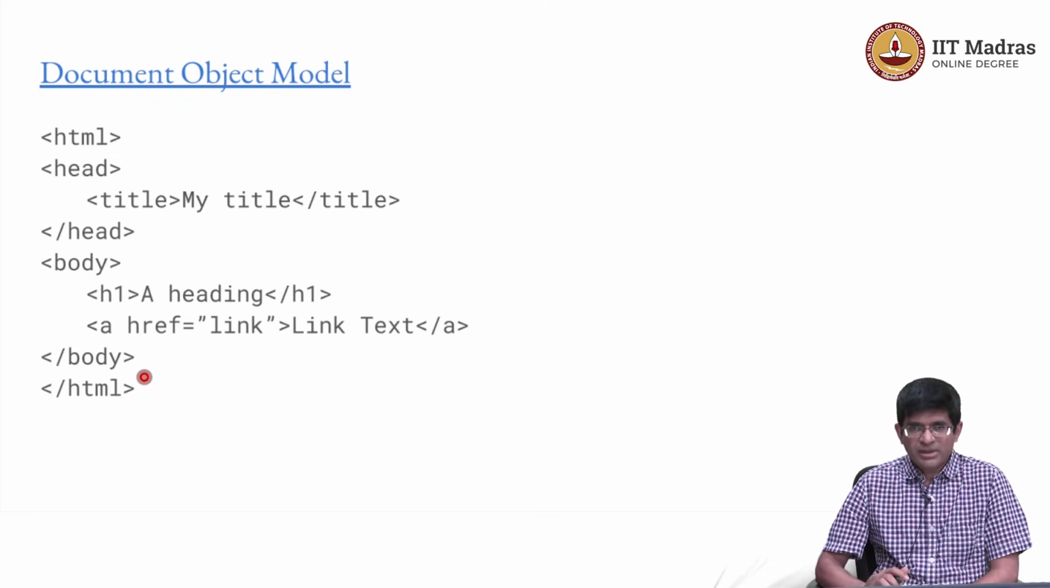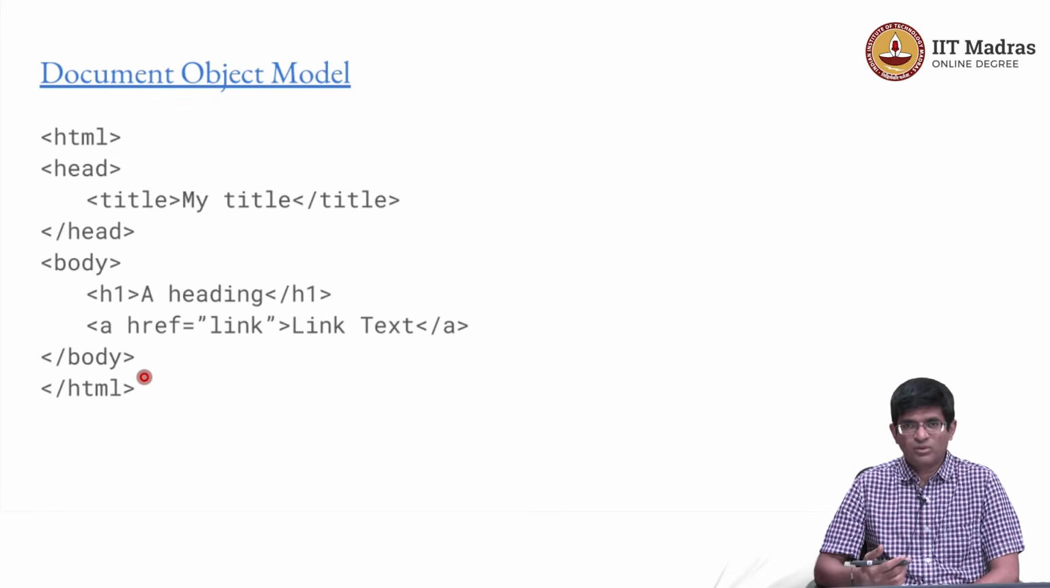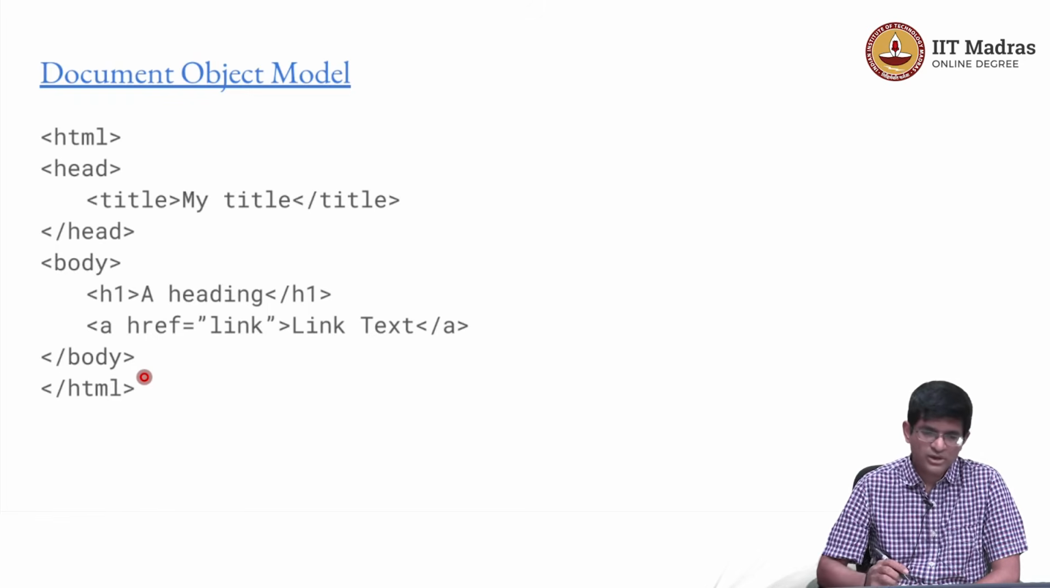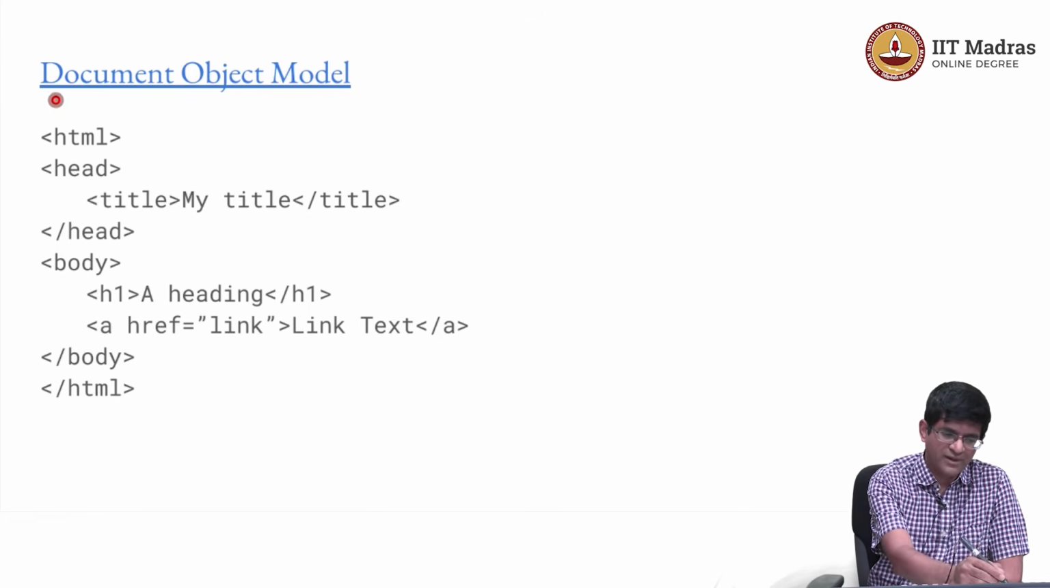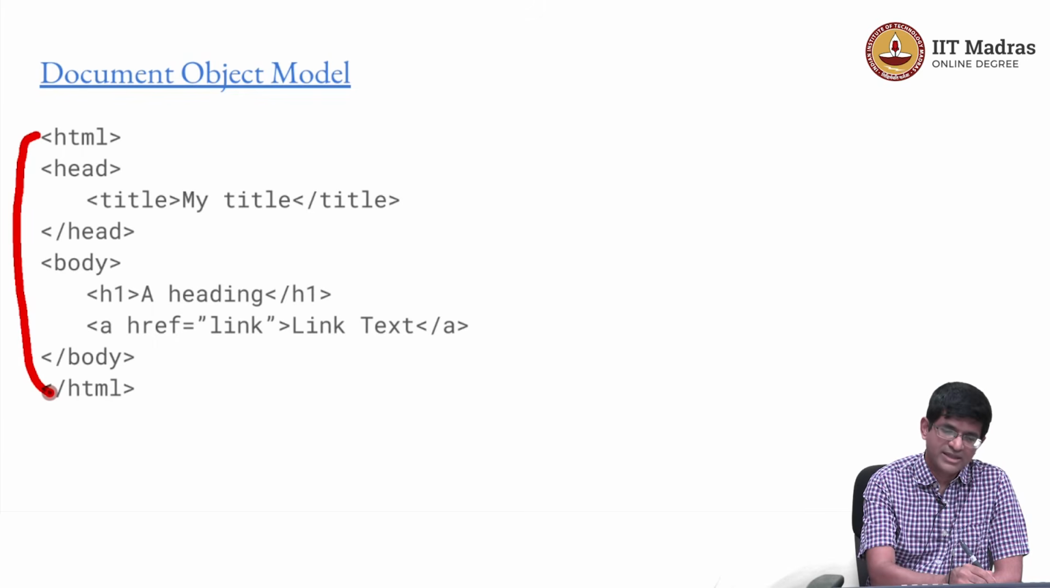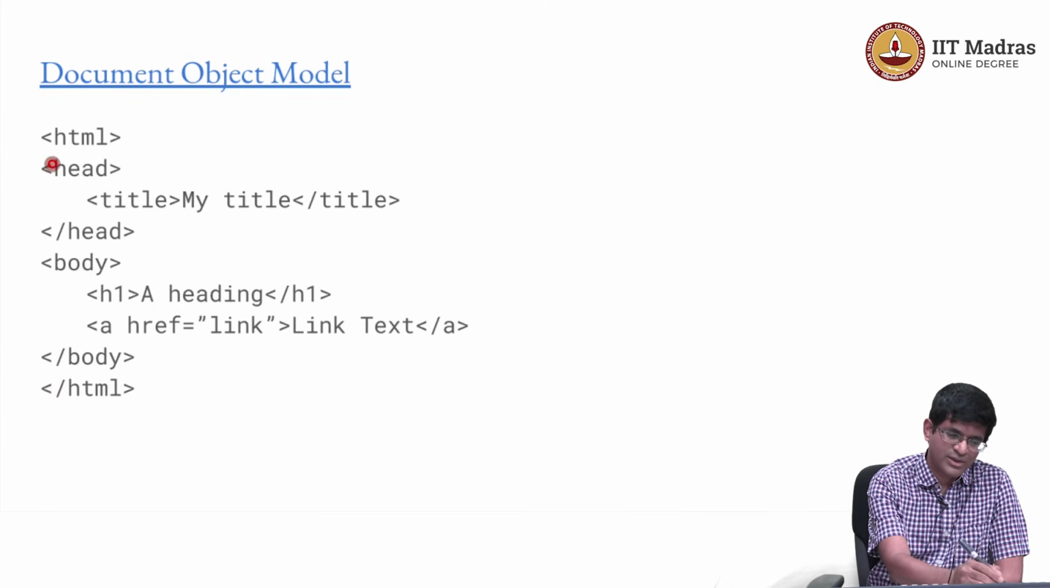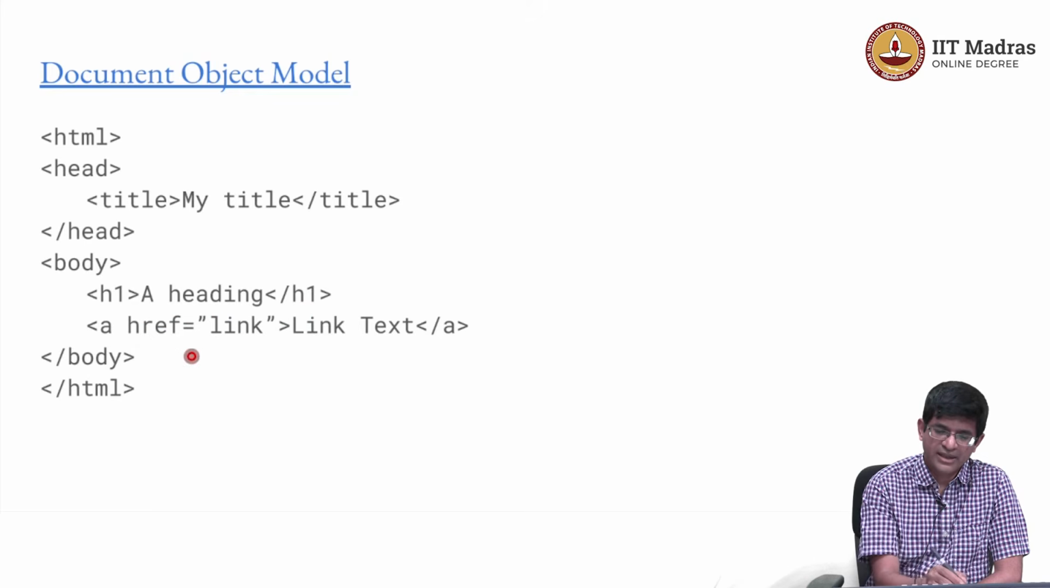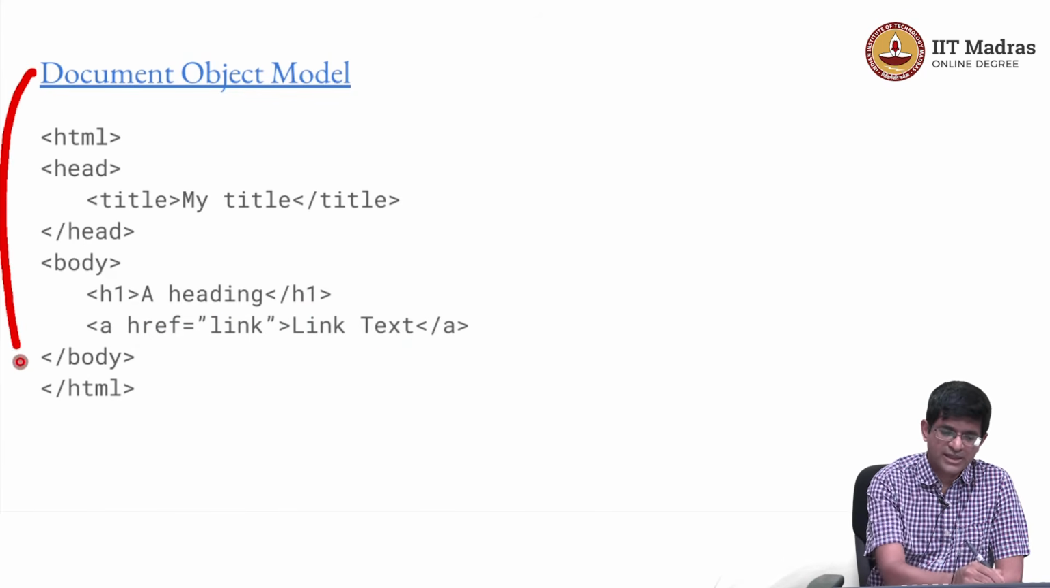So HTML, now that we have defined what an HTML document looks like, what the tags are and so on, it also defines something called a document object model, right? So like we said, this is an HTML document. I've left out the doctype in the beginning, but it has this html and /html. Within that it has two substructures. There is a head and a body. Inside the head there is a title. Inside the body there is a first level heading and a link, okay? All of this essentially corresponds to a single HTML document.